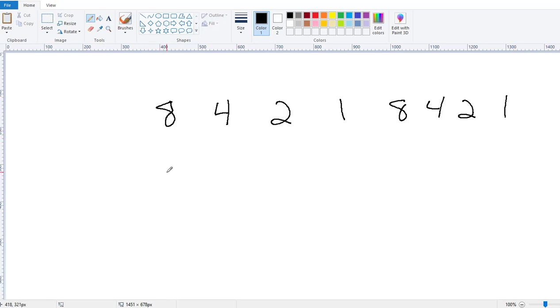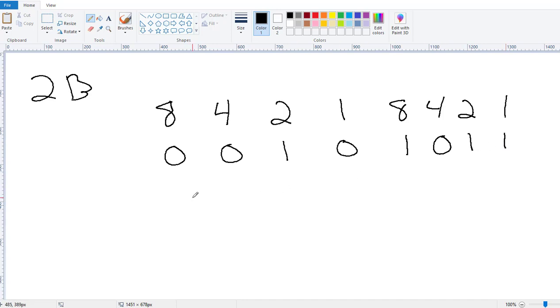So let's say I'm trying to do 2B. Wow, that's a terrible B. So 2 would be 0, 0, 1, 0. And B is 11, so 8, 9, 10, 11. So 2B would be 0, 0, 1, 0, 1, 0, 1, 1. So again, just like binary, crazy easy, you only have to do a 4-digit number line.